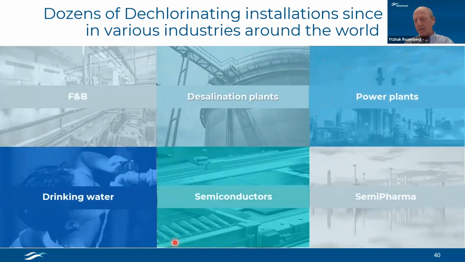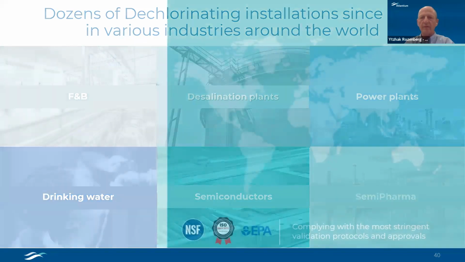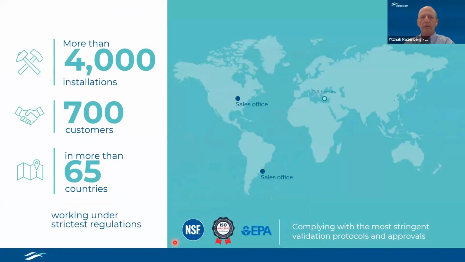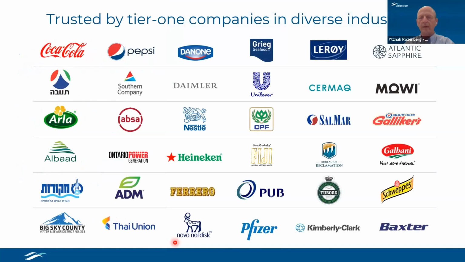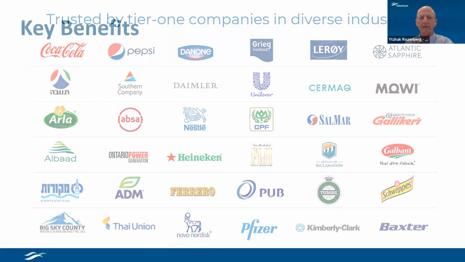Those are the market segments where we have experience and installed our dechlorination solution: F&B, desalination facilities, power plants, drinking water, semiconductors, semi-pharma and biopharma. Those are examples. A few words about Atlantium. We have thousands of installations globally, with offices, warehouses, and service teams spread all over. Some of our tier one customers are not one-time customers. We have return customers buying the solutions for their facilities.